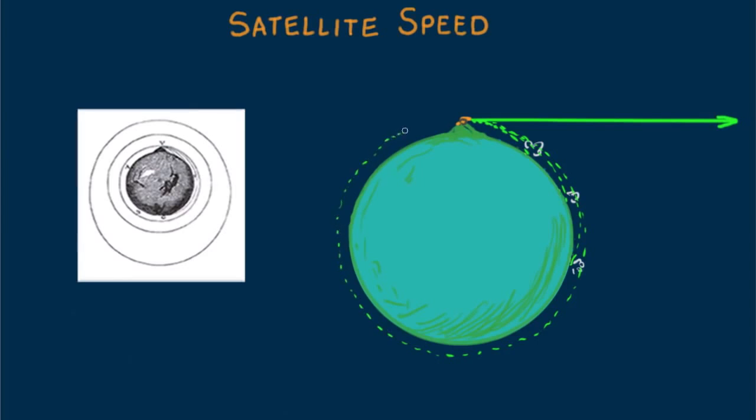My goodness, look at this. The cannonball would... Got to get the cannon out of the way. But the path matches Earth's curvature and the cannonball falls all around the Earth without ever touching the ground. It's an Earth satellite.